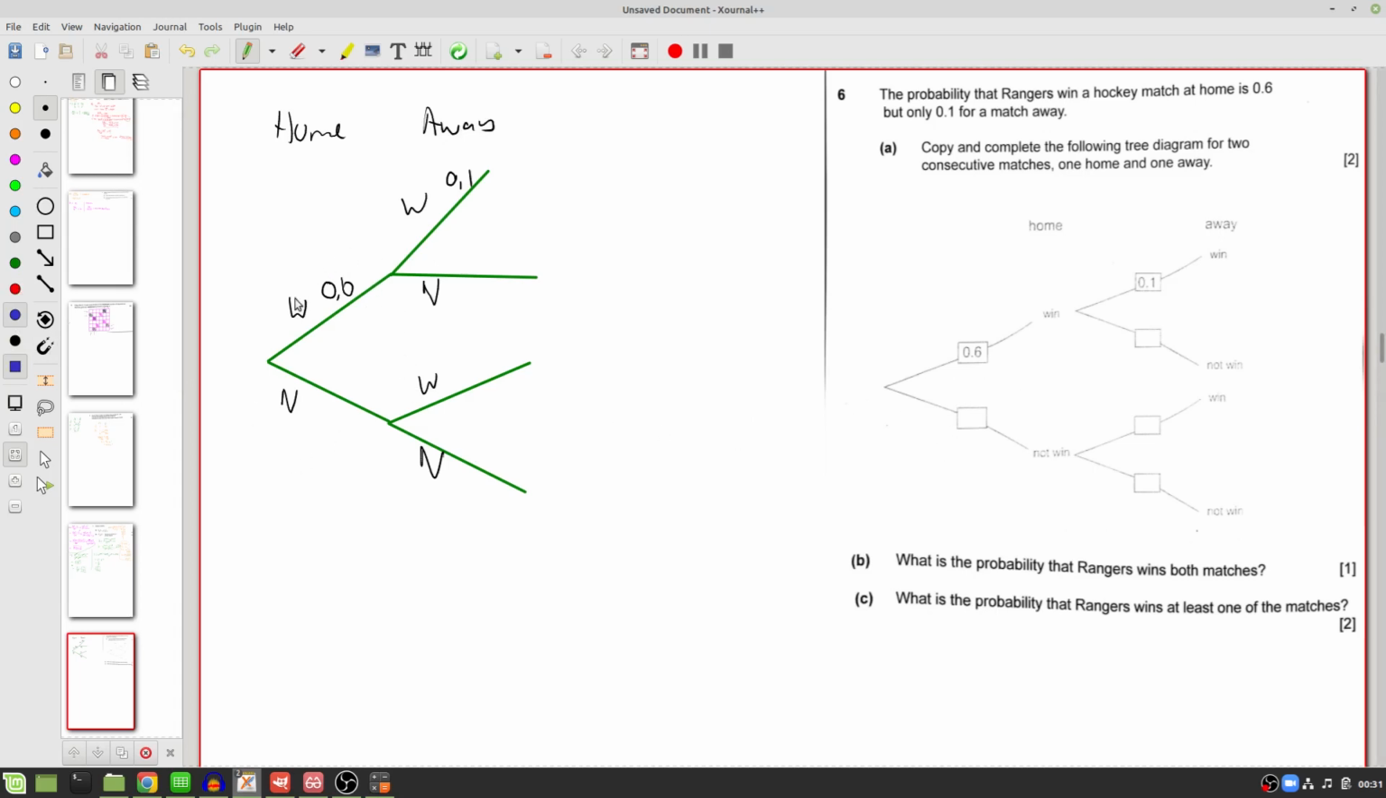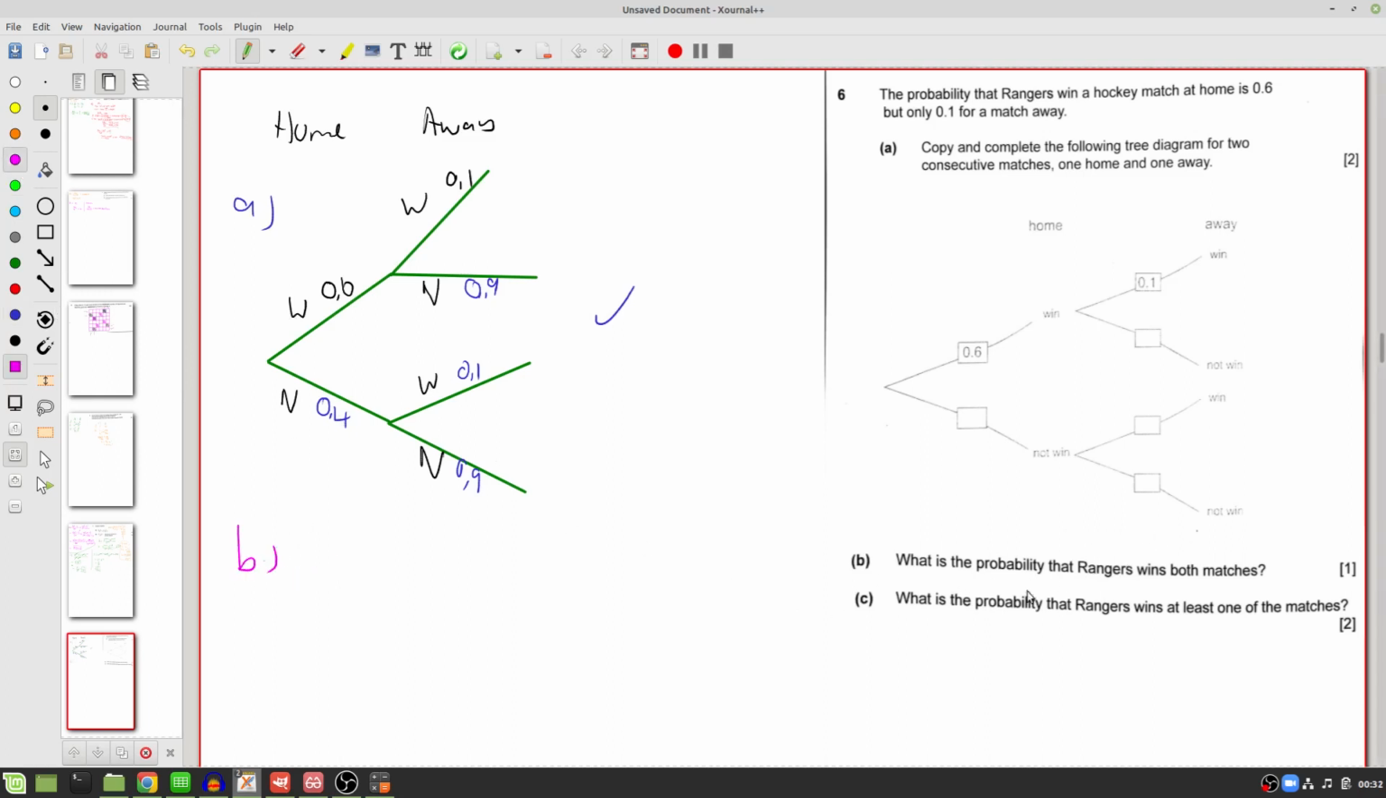Any branching, if you add all of the values together, it must be 1. So what is the difference between 0.6 and 1? Well, that's 0.4. So these two together must give us 1. Same here, 0.1, so we need 0.9 here. And again, for an away win, it's 0.1, so this must be 0.9. All right, copied and completed. That's question A done.